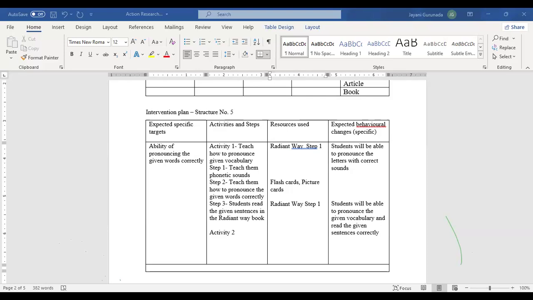Another one? Expected behavioral changes: students will be able to identify the passive voice correctly. Students will be able to turn active voice sentences into passive voice. They will answer the questions correctly. Expectedly, students will be able to answer the questions correctly.